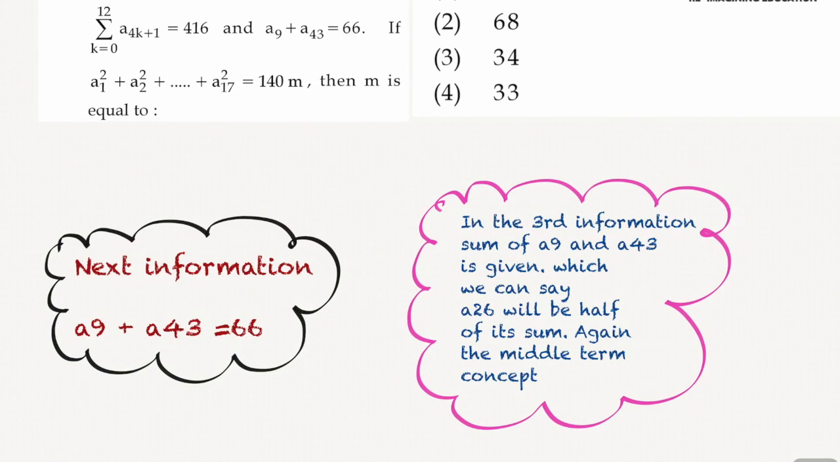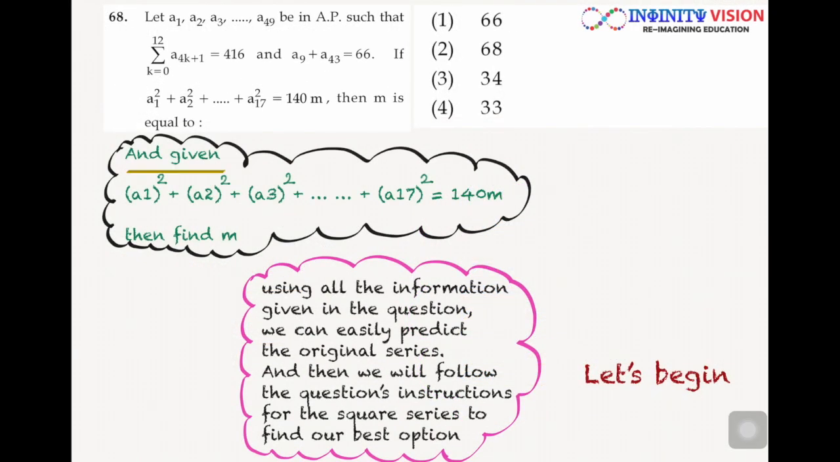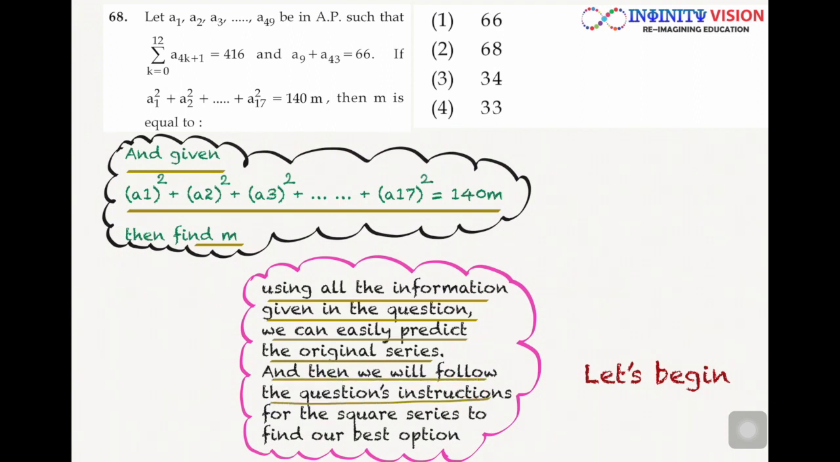If you look at the third information, A9 plus A43 is equal to 66. The sum of A9 and A43 is given, which means A26 will be half of that sum. Again, the middle term concept is very much valid in AP. And finally, it is given that A1 square plus A2 square plus A3 square and so on up to A17 square is 140M and we have to find M. So using all the information given in the question, we can easily predict the original series and then follow the question's instruction for the square series to find our best option.